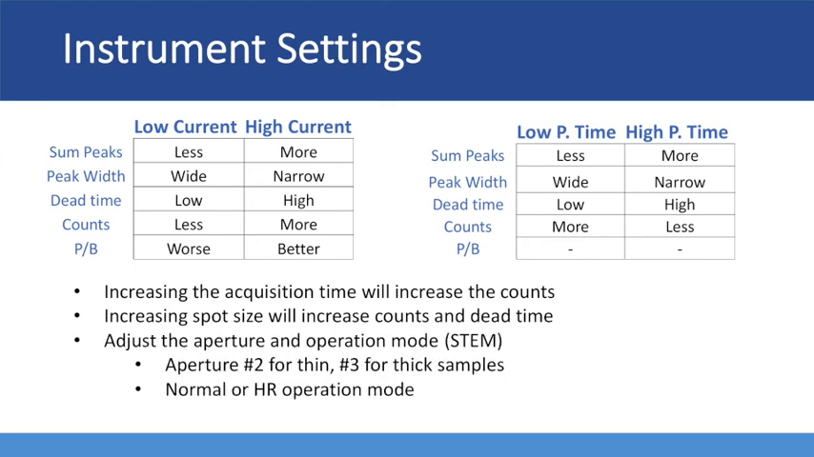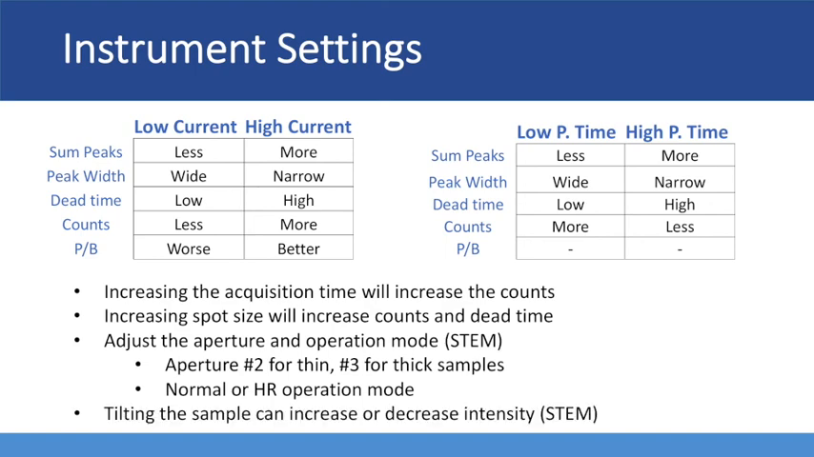Don't forget that in the STEM operation mode, the aperture and the mode are closely related to the spot size. For STEMs, like the Hitachi 2300 that we have here at CMSC, you want to select an aperture size of about 2 to 3 depending on the thickness of your sample, as well as a normal or high resolution operating mode. You should know that in the high resolution mode, you will get higher intensity than the normal mode, but at the cost of decreased spatial resolution.